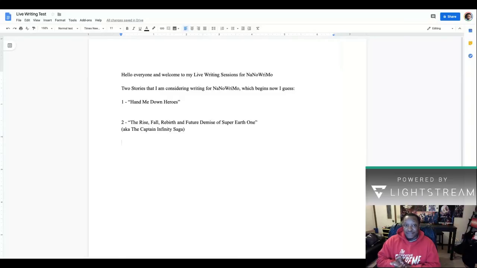I have done no prep for this other than just knowing the stories in my head. There are no outlines done. There are no treatments. I have a lot of information about them, and I have written profiles about a lot of the characters in the Captain Infinity saga, so I know the characters well, and I know the general gist of the saga well. But honestly, this is going to be shooting from the hip. I'm going to do a bunch of things that I don't suggest you do. If you're going to write a big story, don't jump in without a definitive plan, but maybe we'll form the plan as we go along.